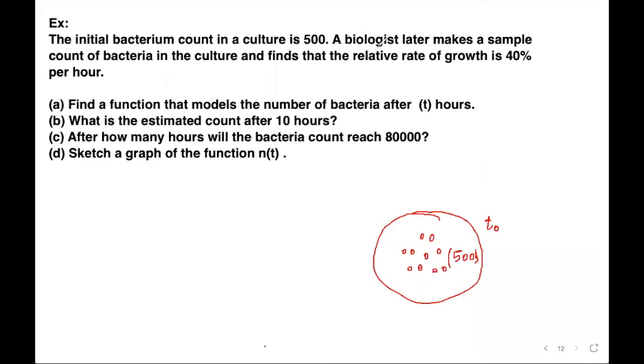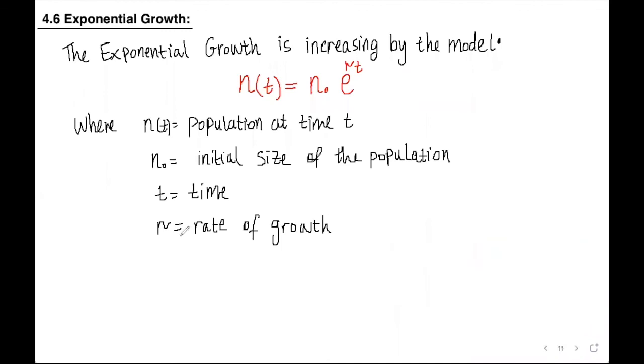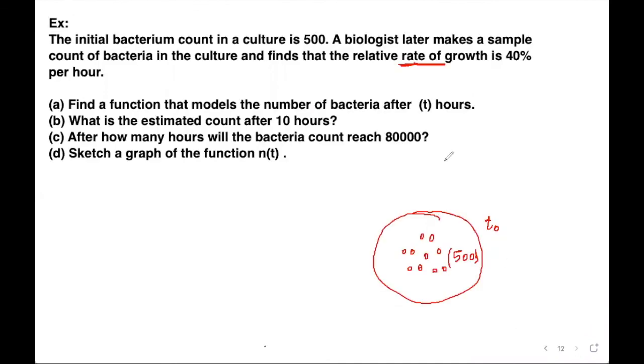A biologist later makes a sample count of bacteria in the culture and finds that the relative rate of growth is 40%. So R, the rate of growth, is given as 40%. Also given is 500, which is N0, the initial population size. Now the question is, find a function that models the number of bacteria after t hours.